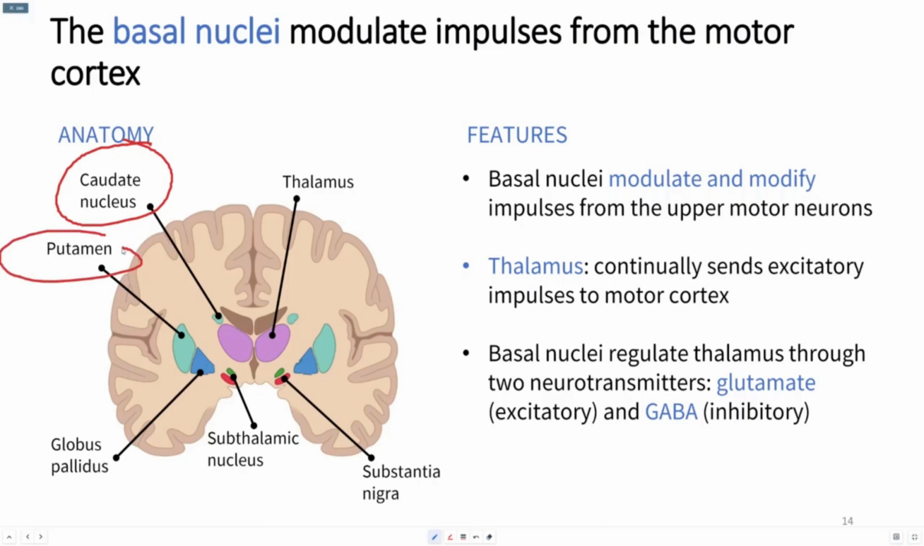The putamen's main function is to control muscular movement at the subconscious level, while the globus pallidus, which is another set of nuclei, both excites and inhibits the activities of the thalamus. So it controls this pink area by regulating how much signal gets to go through. And this then adjusts muscle tone.